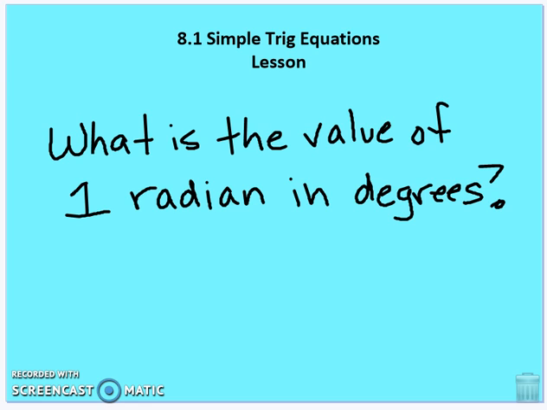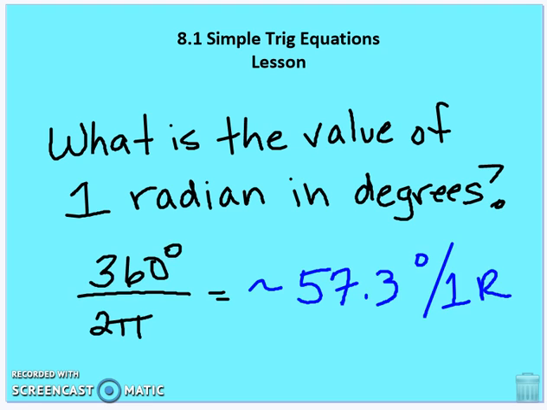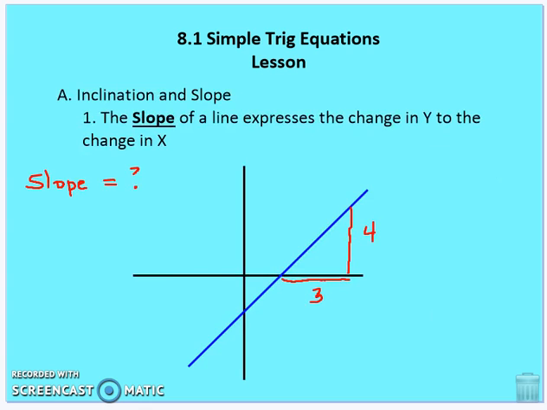What is the value of 1 radian in degrees? So take a moment to think about that. All right, so the answer is approximately 57.3 degrees. And the reason why I put this in here is because I want my students to understand that radians don't always have to have pi in them. A radian measure is really some reference number of degrees, approximately 57.3 degrees. So there are approximately 6.28 radians in a full circle. All right, so let's move on.